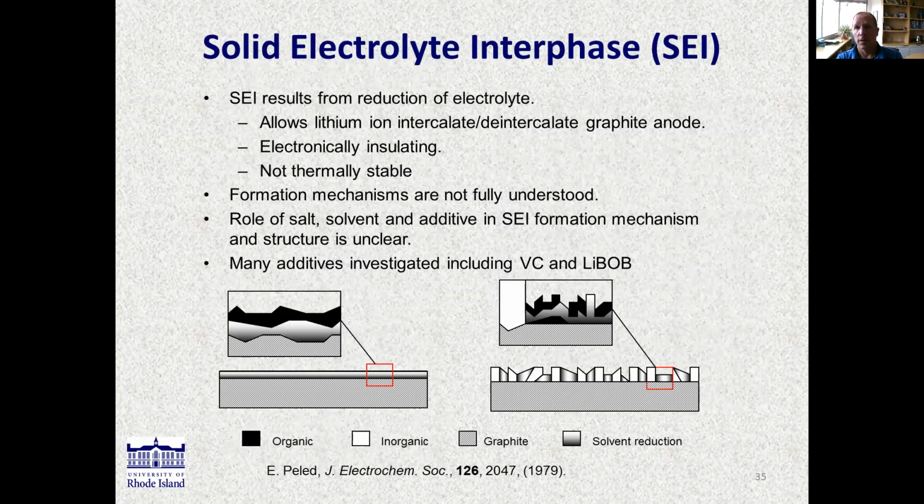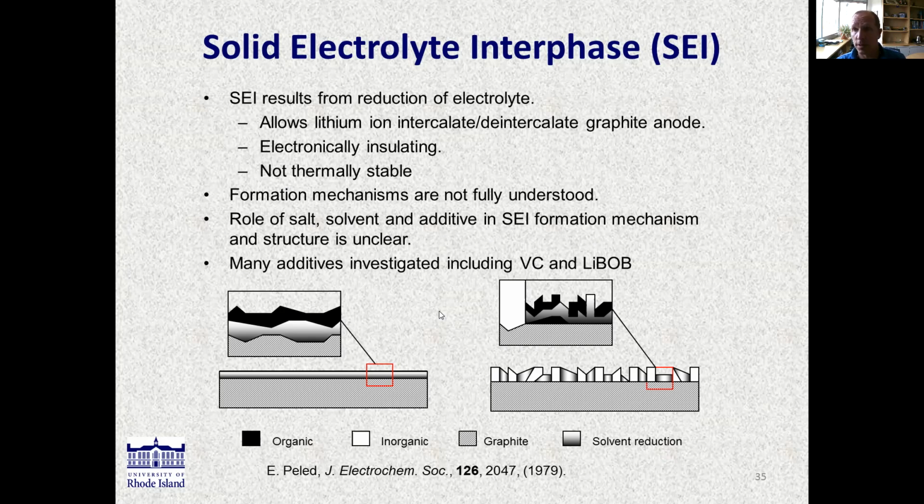So as a summary of this solid electrolyte interface, the SEI results from the reduction of the electrolyte. It must allow lithium ions to intercalate and deintercalate into the graphite anode. However, it also must be electrically insulating. In general, one of the problems with it is it's not particularly thermally stable. The formation mechanisms are not fully understood, but we'll go into greater detail in the next lecture regarding this. And what we've been spending a lot of time doing is understanding the role of the salt, the solvent, and the additive in SEI formation, and then also evolution.